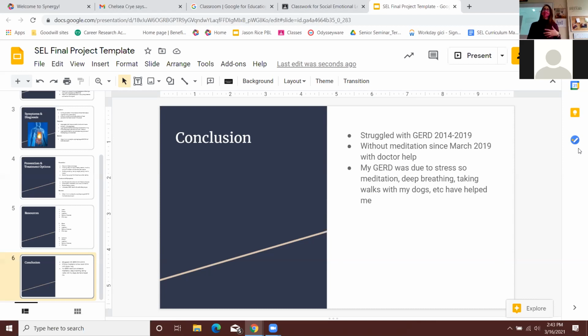So if you want to be vulnerable and you're like, hey, I'm only going to be talking to that one person in the class and you're comfortable sharing, that's more than fine. If you're not comfortable sharing, feel free to just do a collage, or I know some of you draw, you can do a drawing instead that represents your disease or illness you chose.